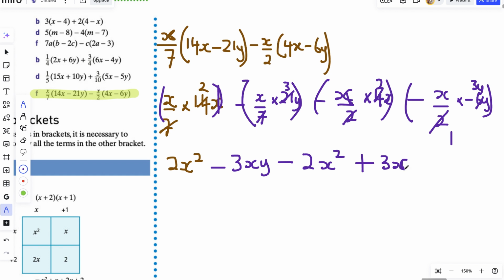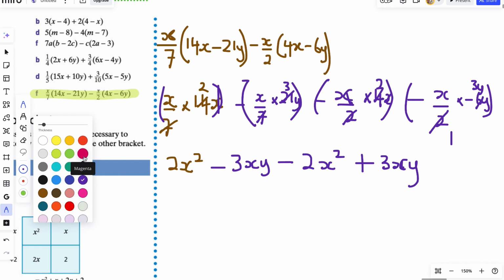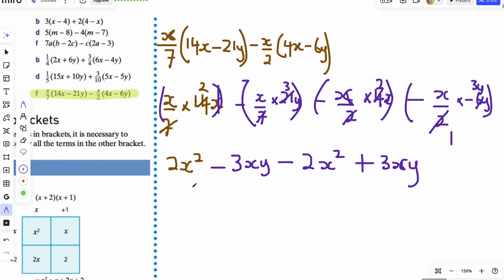Now here's the deal. After you finish this, you collect like terms. What do we mean by collect like terms? The ones that have the same power and same variables, we collect them together, we solve them together. The ones with different variables, we also group them according to their similarity. That's what we mean by collect like terms.